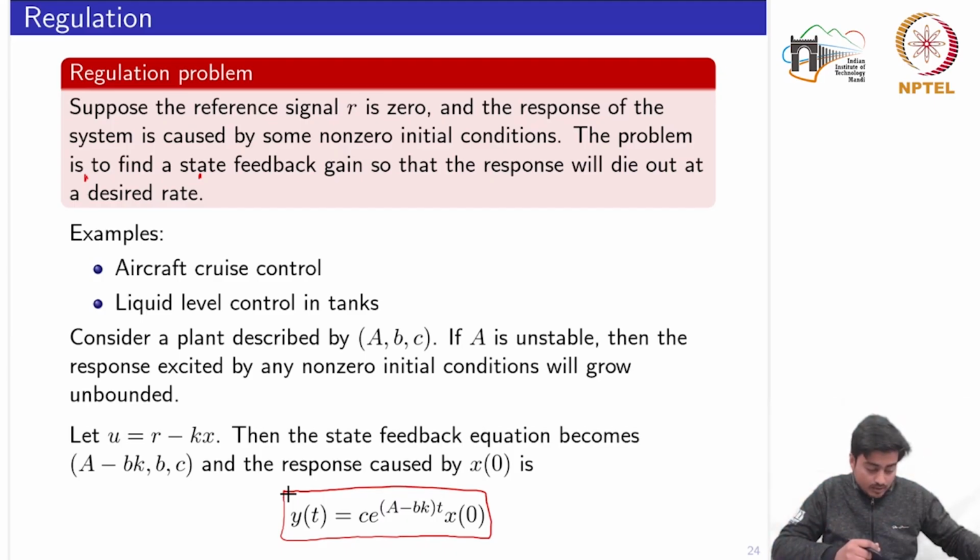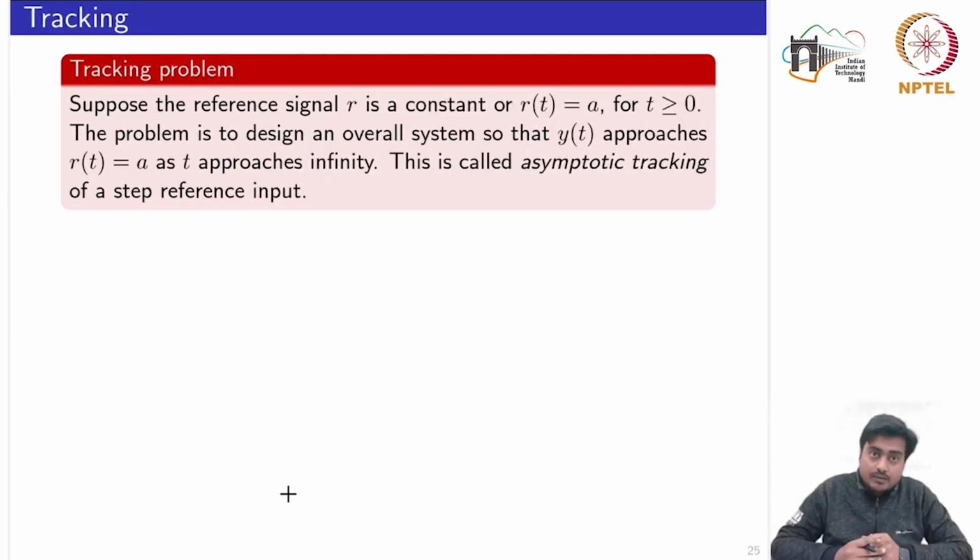The more involved problem is the tracking problem, where suppose the reference signal R of t is a constant, let's say of magnitude A for t greater than or equal to 0. The problem is to design an overall system, that is the closed loop system, so that the response y of t approaches this reference signal A as t approaches infinity. This is called the asymptotic tracking of a step reference input.